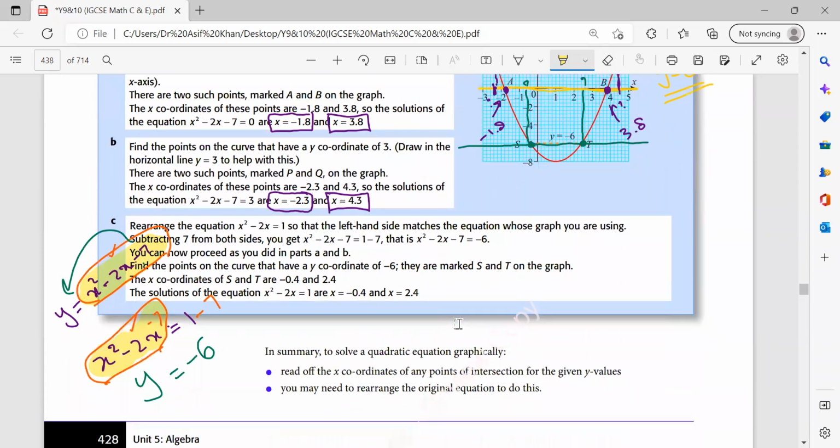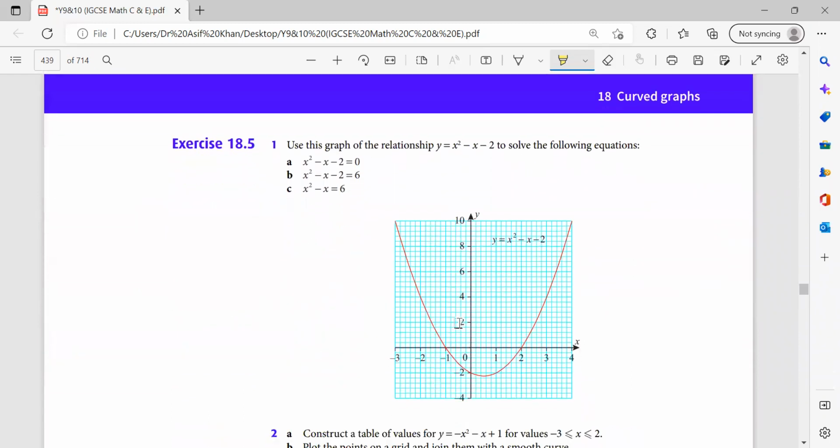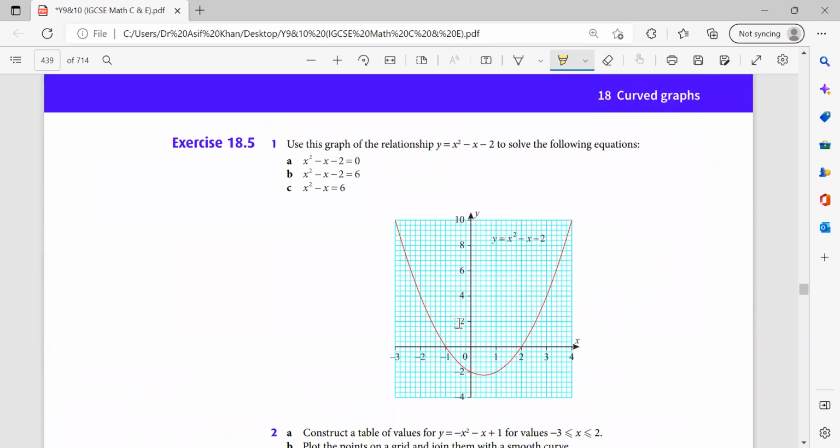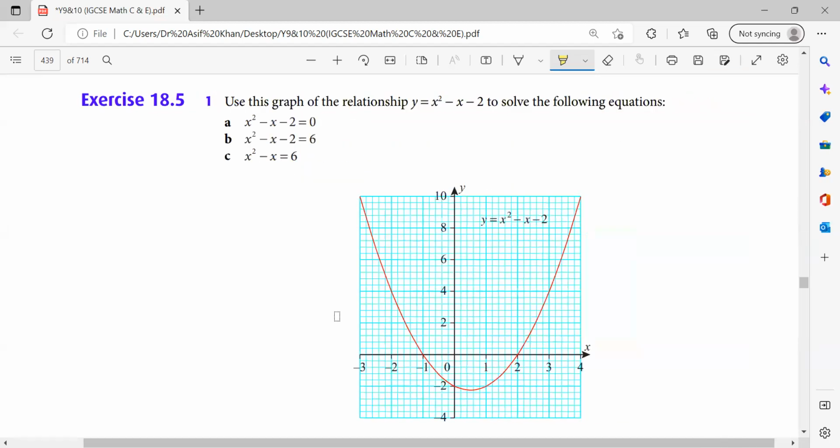Okay, now we are going to draw the exercise question. In this exercise question, you should keep the book with you. Open this book, no need to draw this curve. You must only have a pencil and scale with you to draw, right? Now, in the first question, y is given, y is equal to x square minus x minus 2.